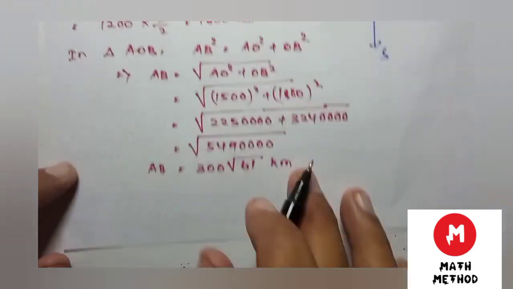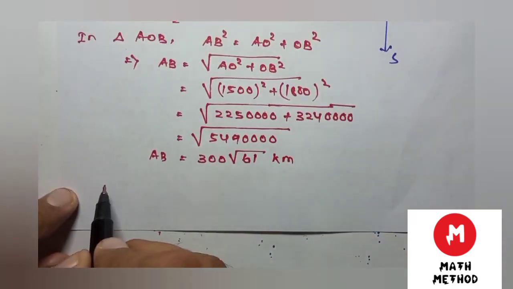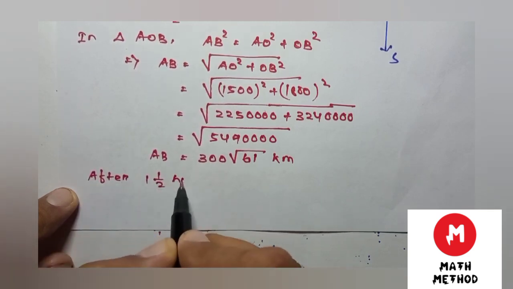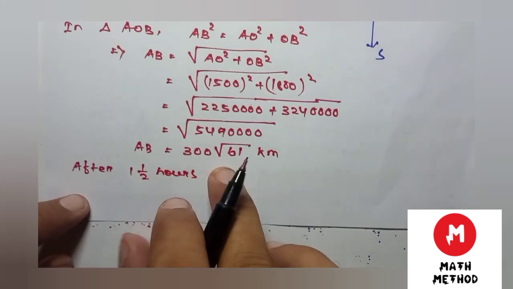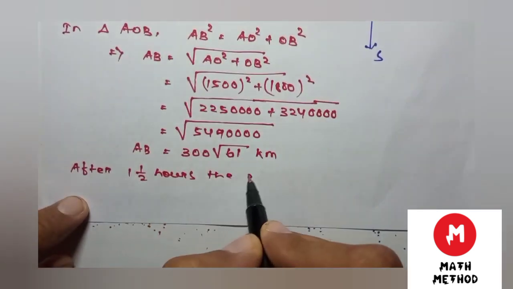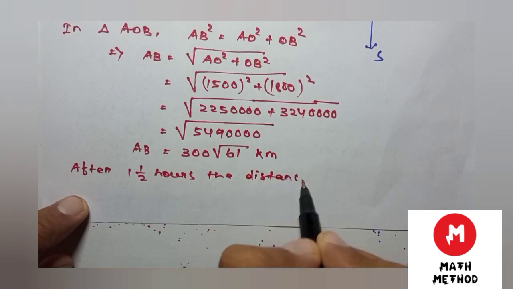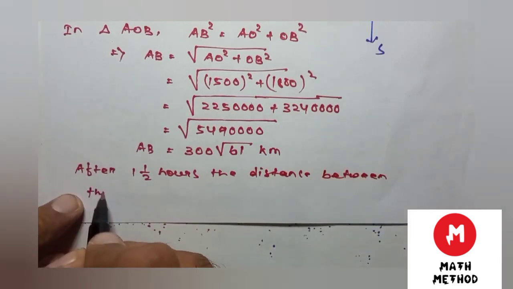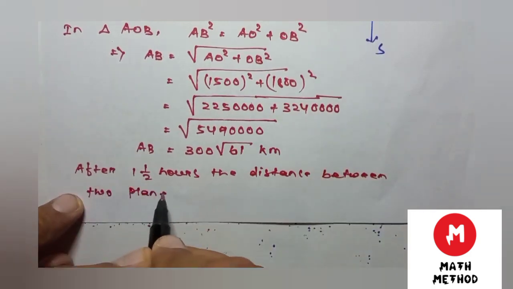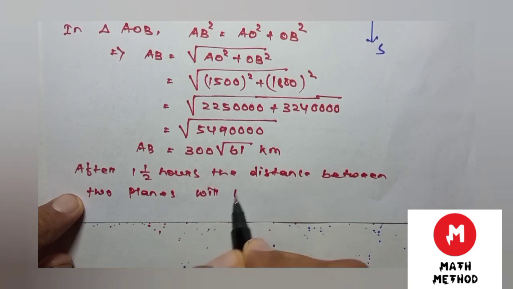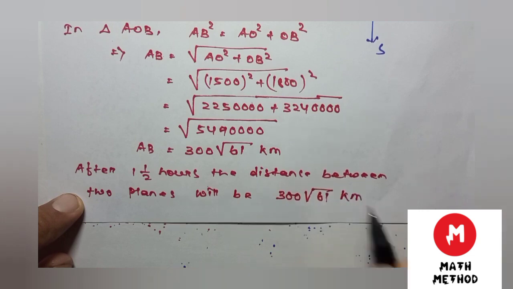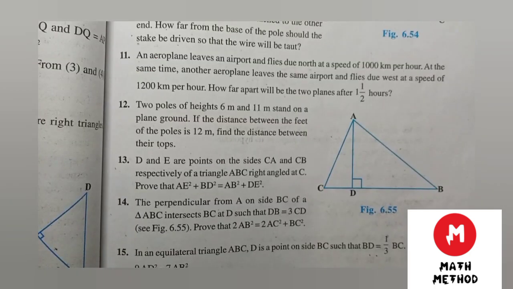So hence after 1.5 hours, the distance between two planes will be 300 root 61 kilometers. This is our answer. You have to solve like this. Clear? Now question number 12.